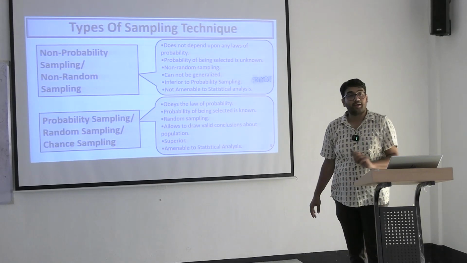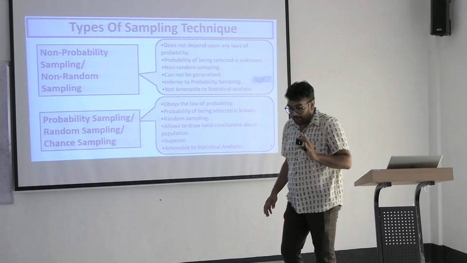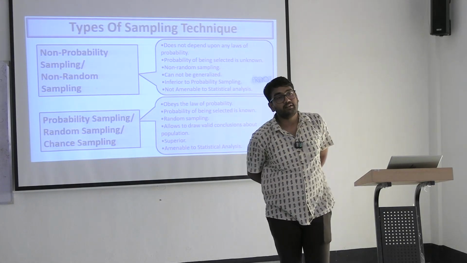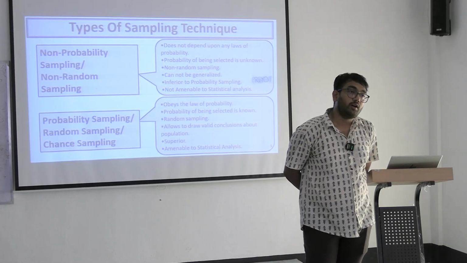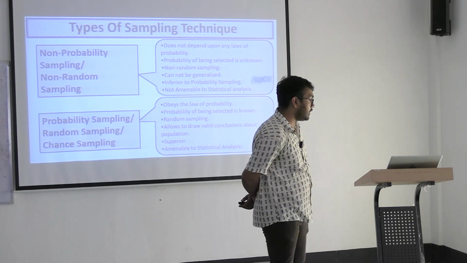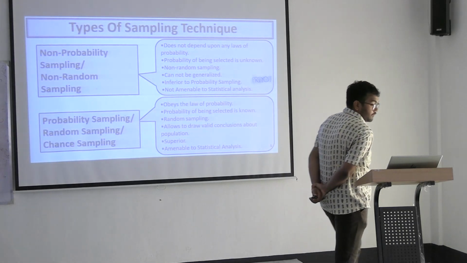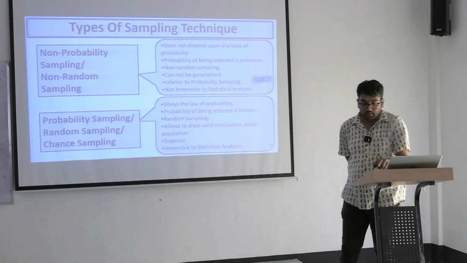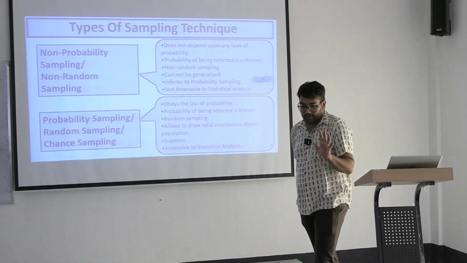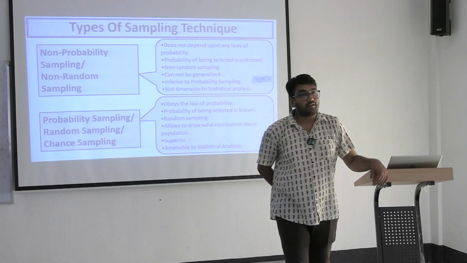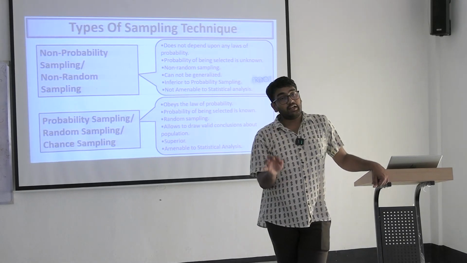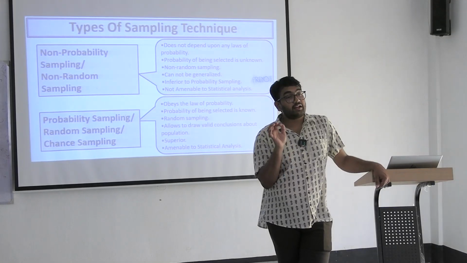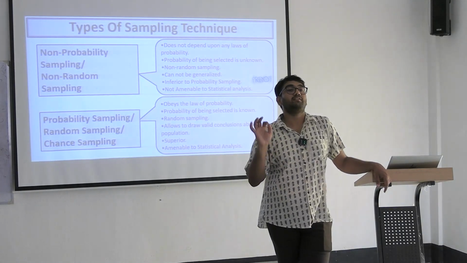So, types of sampling technique. Now sampling can broadly be classified as probability sampling and non-probability sampling, or random sampling and non-random sampling. So what is probability sampling? Probability sampling is a sampling method where every individual has a predictable probability of getting selected in the sample.